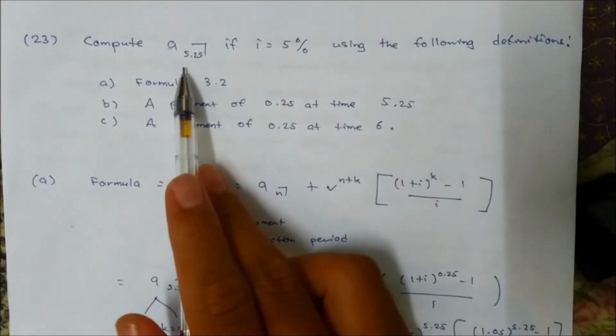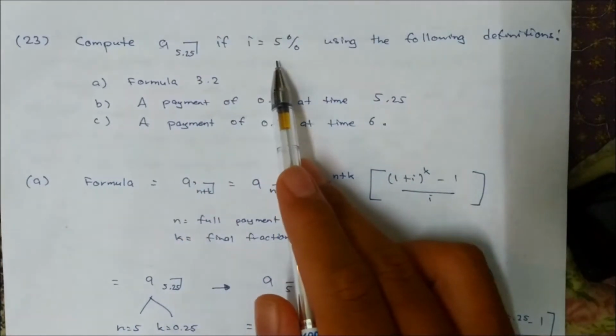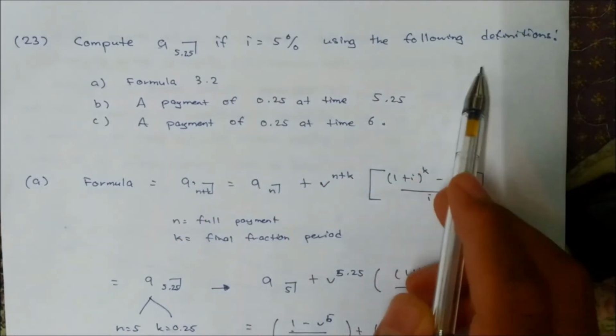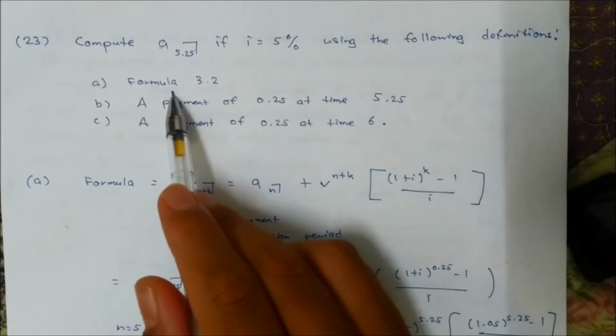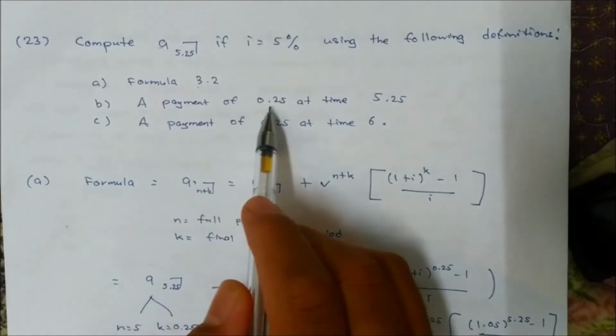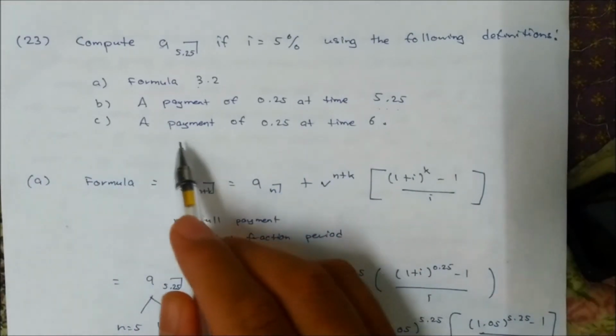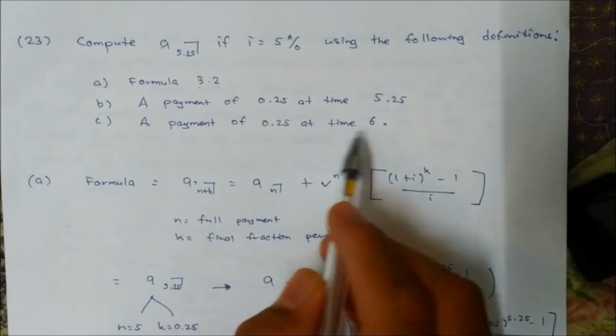Compute a angle 5.25 if i equals 5% using the following definitions. A, using the formula in section 3.2. B, a payment of 0.25 at time 5.25. And C, a payment of 0.25 at time 6.